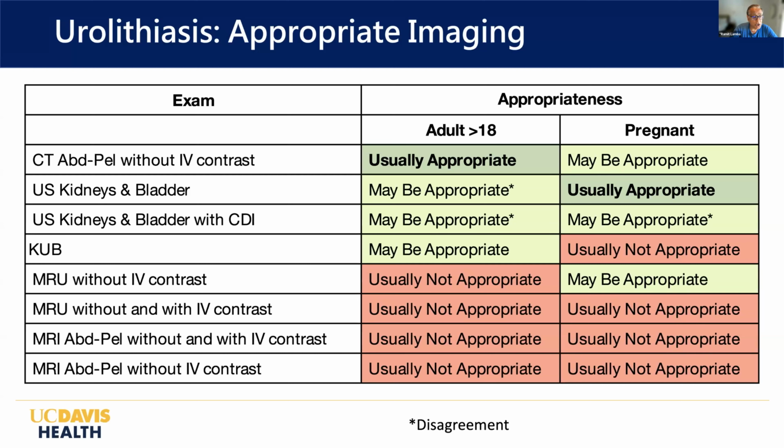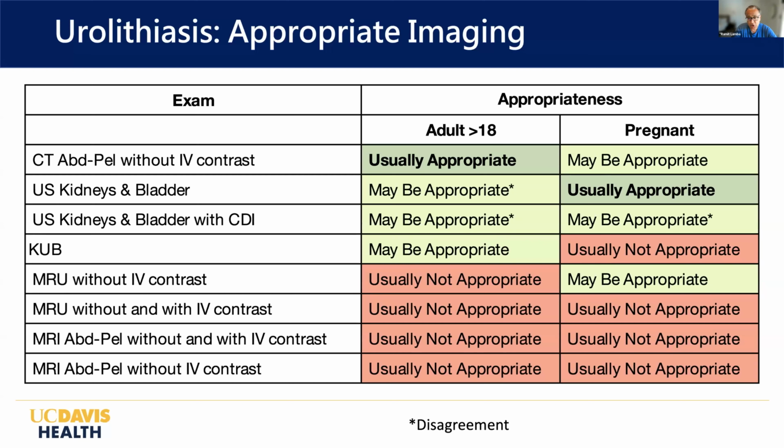However, an MRU without IV contrast may be appropriate in the pregnant patient. And ultrasound, again, is the first-line starting test for pregnant patients, and I'll talk a little more about that. And a CT abdomen-pelvis without IV contrast, that's what the ACR appropriateness criteria state, may be appropriate. I would actually caveat this a little bit. Even in a stone patient, I would use IV contrast.